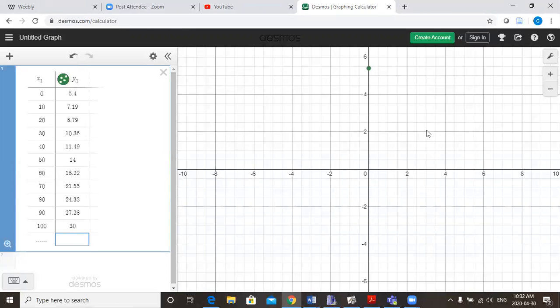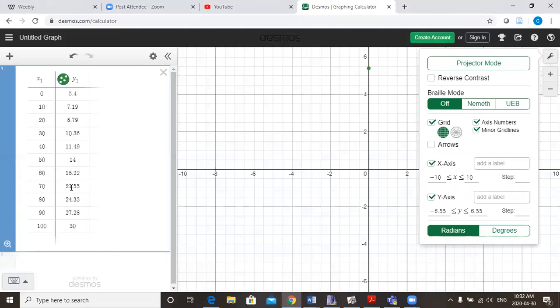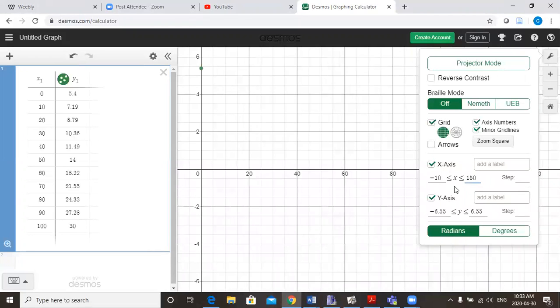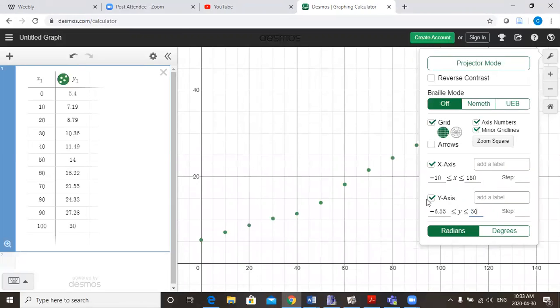Okay, so we should have a scatter plot. We don't see anything, of course, because our window is off. So we're going to go into our graph settings. Our X should go from 0 to 100, and we'll probably make it go a bit further than that. So we'll set the X-axis to 150, and the Y-axis we'll take to 50, just to go beyond 30. Okay, there we go. Now we can clearly see this scatter plot.